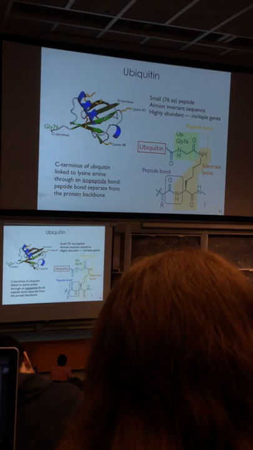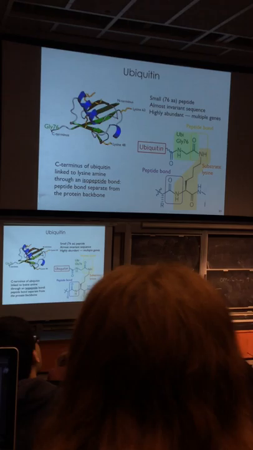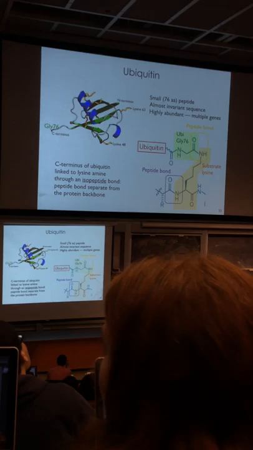So I'd like to take a moment to introduce ubiquitin. It's a small, 76 amino acid protein. Its structure is shown here. It has an almost invariant sequence in all eukaryotes, and it's highly abundant. It is present in genes in multiple copies in the cell, and also in tandem arrays that are cut up into individual ubiquitin molecules.